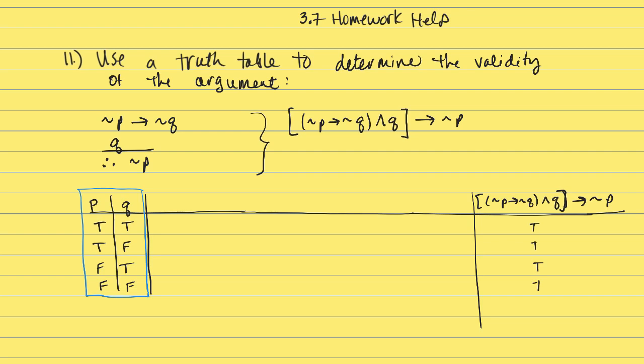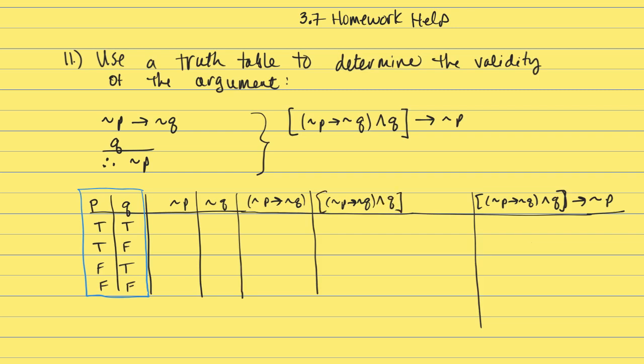Okay, now my goal is to see if I have all trues in here, then this would be a valid argument. If there's even one false, then it's not valid. All right, so I am seeing that I have a not P, so I'm going to give myself that column. I see not Q. I'm going to give myself that column. Then I need a not P leads to not Q. Then I see a not P leads to not Q and Q.